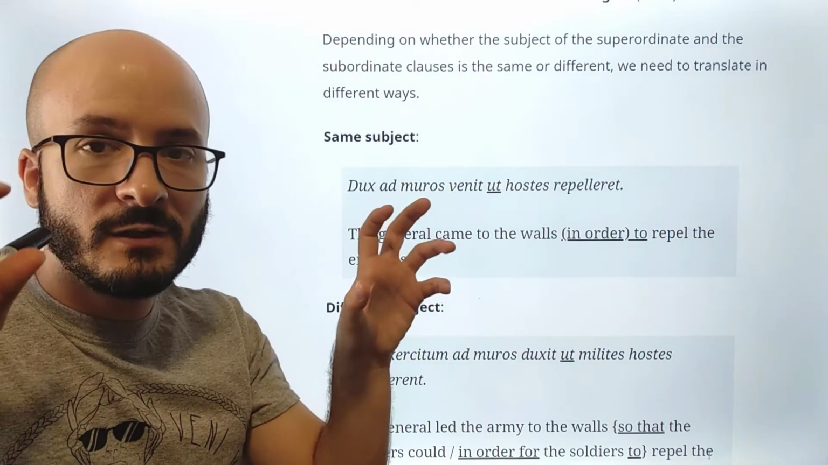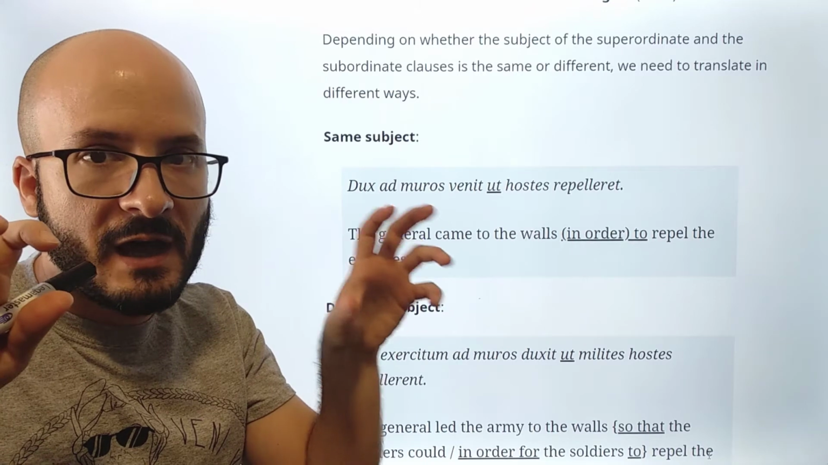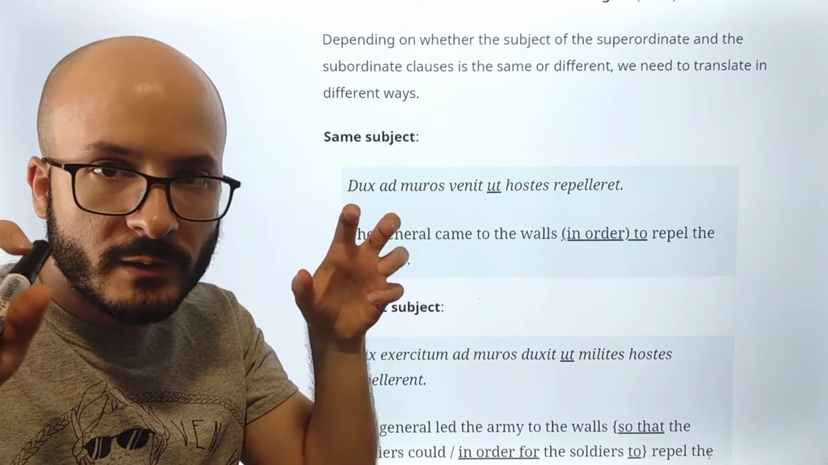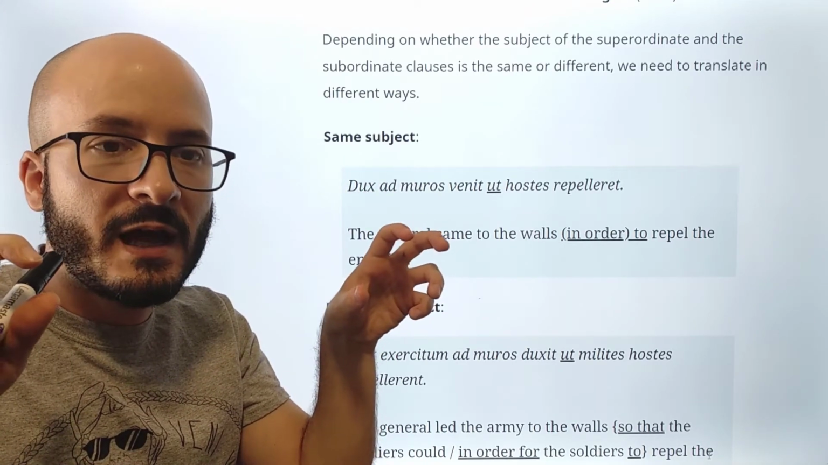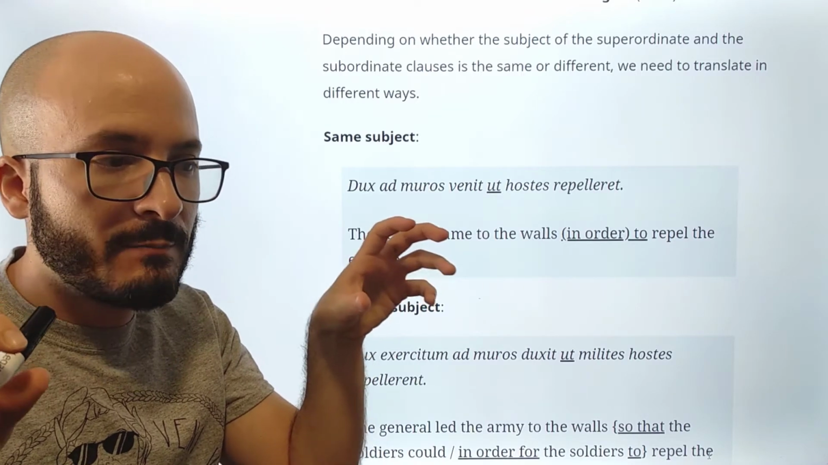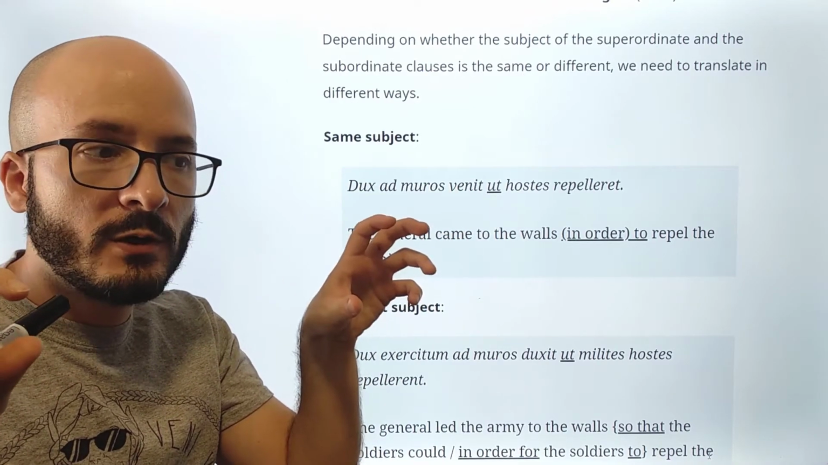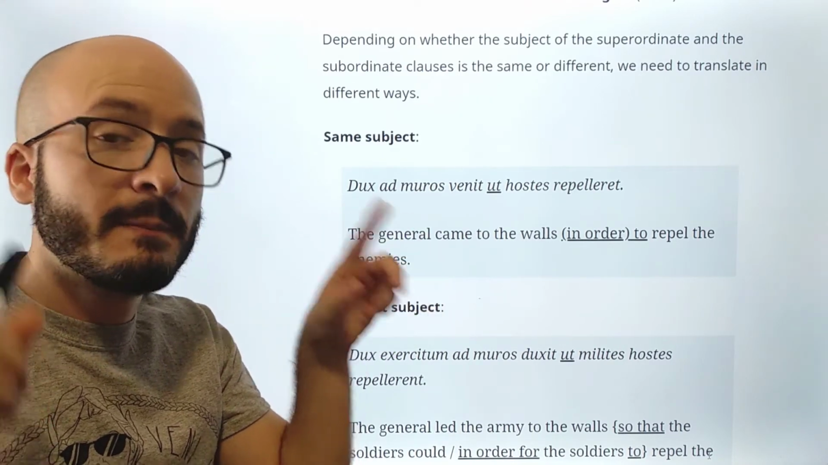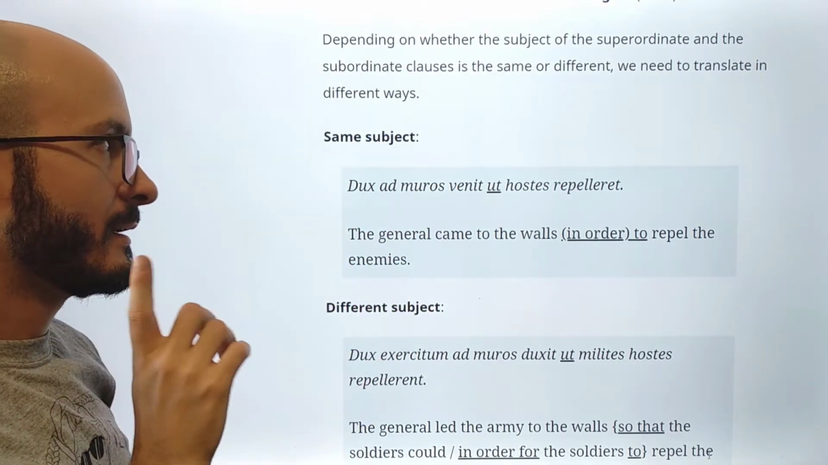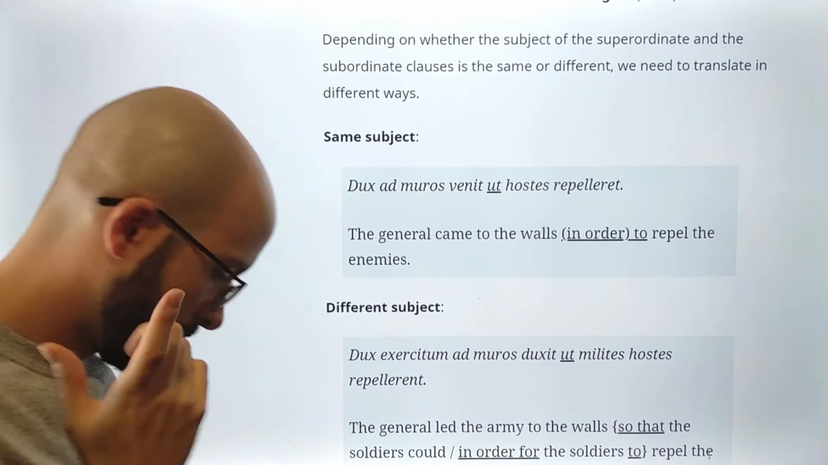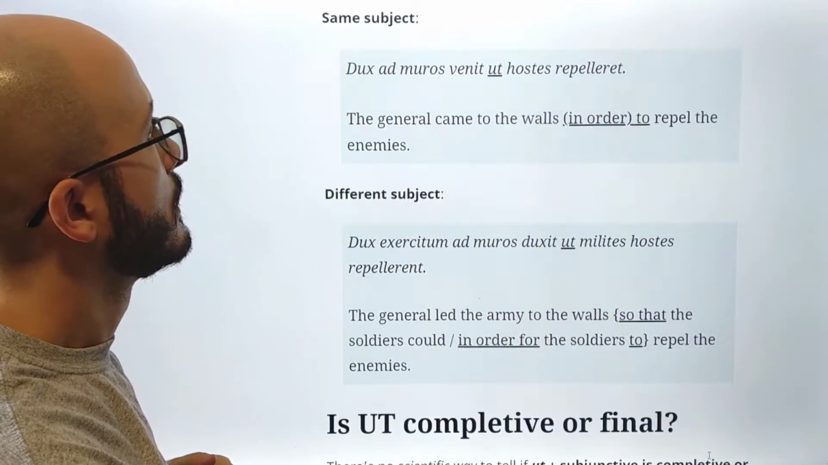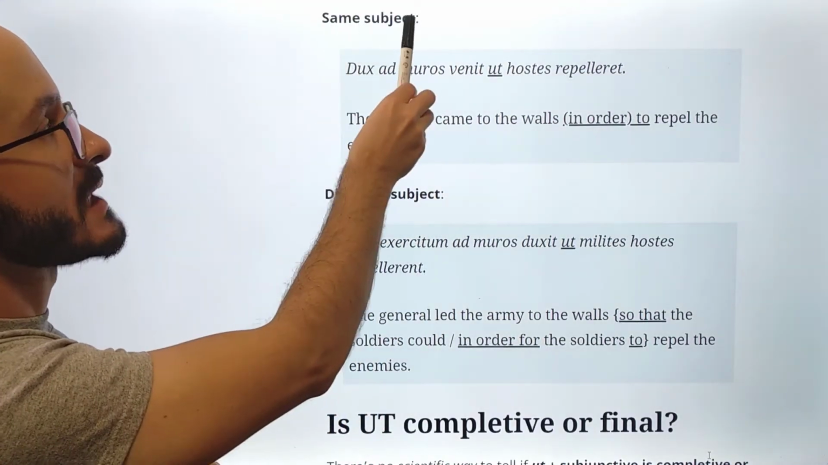So if we have two clauses, then we have two verbs, and each of those verbs can have one subject. This subject can be different for each of the two verbs, or it can be the same subject. And depending on that, there will be some differences. Okay, so let's go. There, same subject.